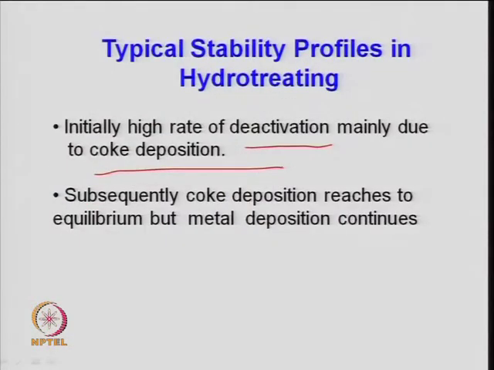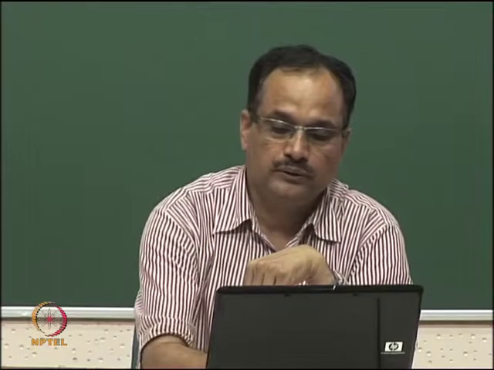So, coke deposition finally reaches equilibrium, but metal deposition, if the metal is there, they keep adsorbing on the surface of the catalyst irrespective of the fraction of vacant sites. So, that increases. If you look at this graph in the case of a hydrotreatment reaction, which I was just talking about, the activity of the catalyst drops like this. So, this is the activity profile.